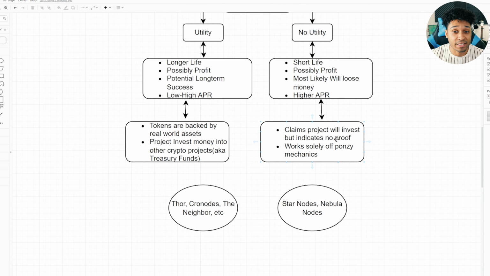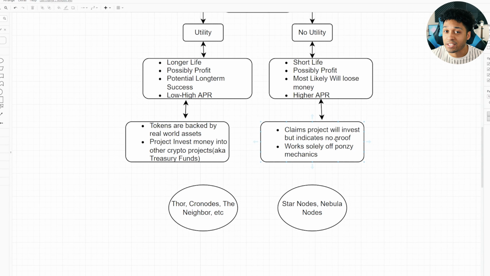The project will claim that it's investing the money, and that's how they're able to pay income to people through their investments, but they don't really indicate any proof of that, and there's nowhere you can validate any of that. These projects generally work solely off of Ponzi-nomics. That's why I always like to tell y'all, go look at the tokenomics of the project. What does it say in the white paper? How are they allocating those tokens?